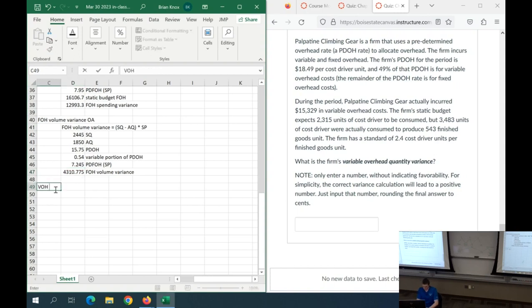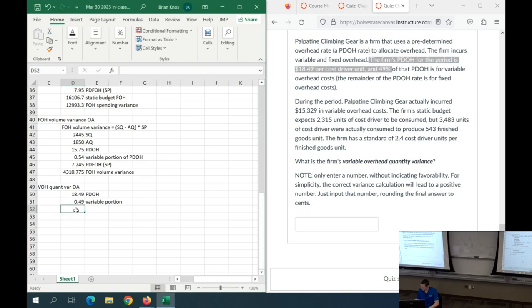VOH, quant variance, open answer. Let's copy down some things for the standard price. Just copying down the information in this sentence right here. And I can multiply those two. That's our PDVOH, predetermined variable overhead rate, which is also serving as our standard price for variable overhead variances.